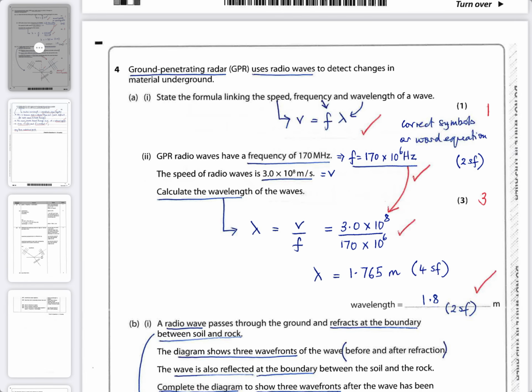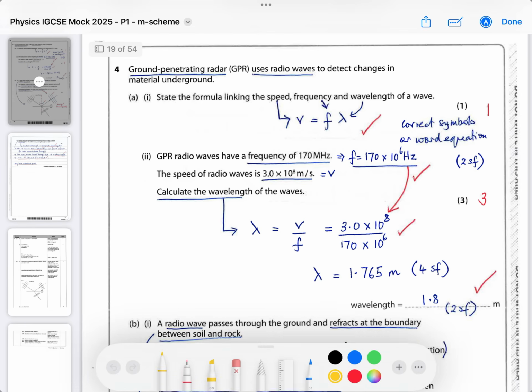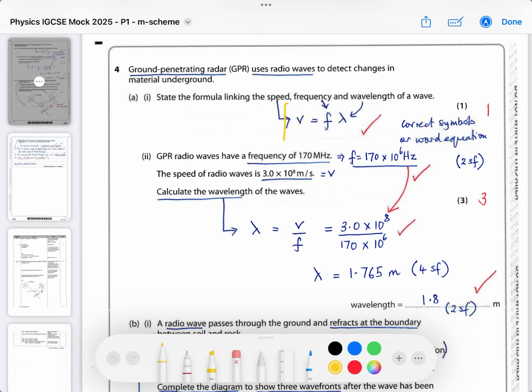Here's part 2. It says question 4, ground penetrating radar, GPR for short, uses radio waves to detect changes in material underground. State the formula linking speed, frequency, and wavelength of a wave. Remember, you're given the equation sheet, so it's a very easy mark. Strictly speaking in physics you're meant to use word equations, but if you've used the correct symbols, they will give you the marks, so the accepted symbols.